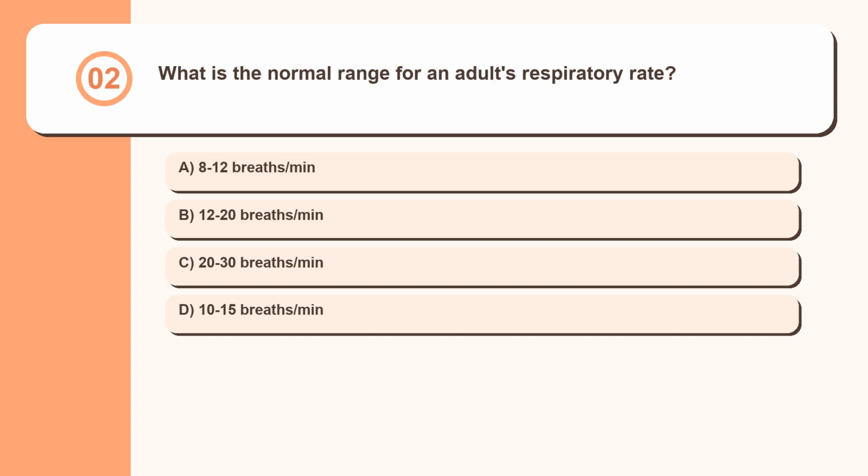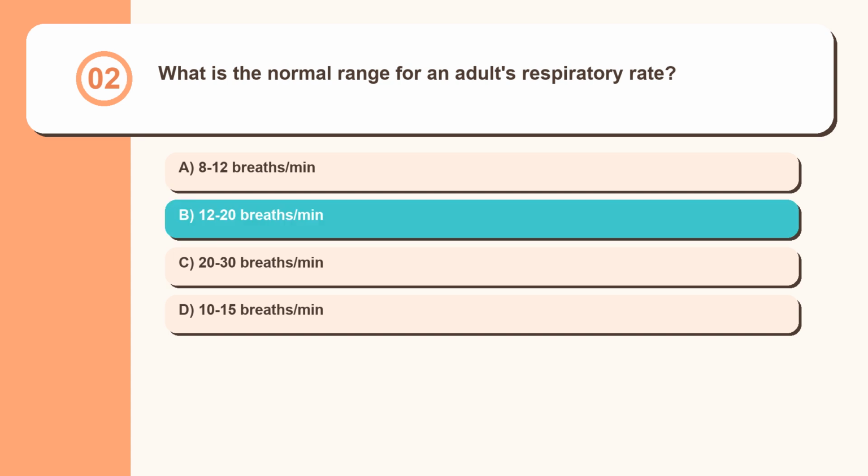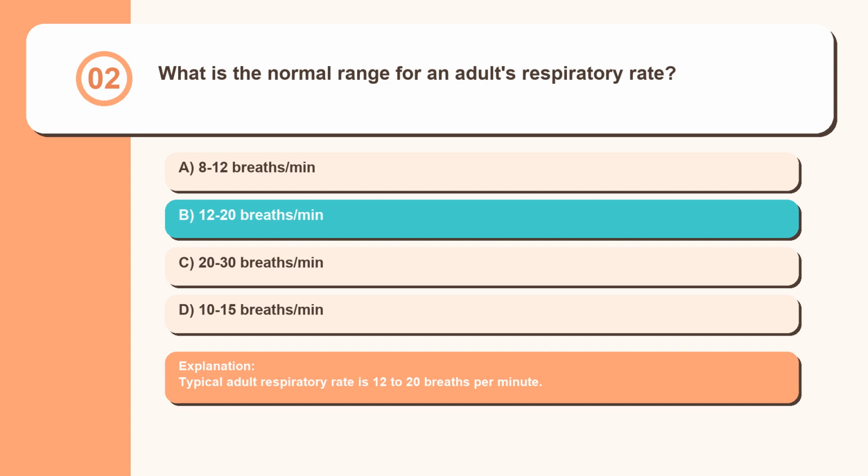Question 2. What is the normal range for an adult's respiratory rate? 8 to 12 breaths/min, 12 to 20 breaths/min, 20 to 30 breaths/min, 10 to 15 breaths/min. Typical adult respiratory rate is 12 to 20 breaths per minute.